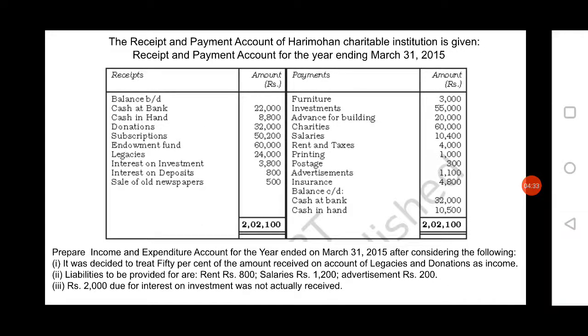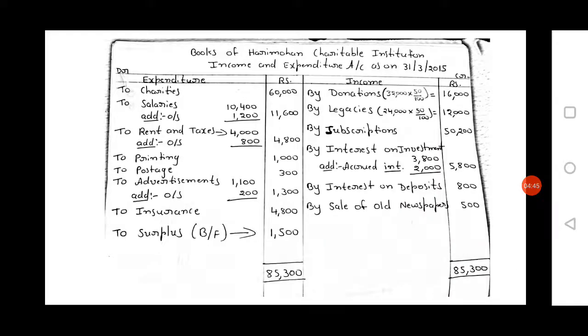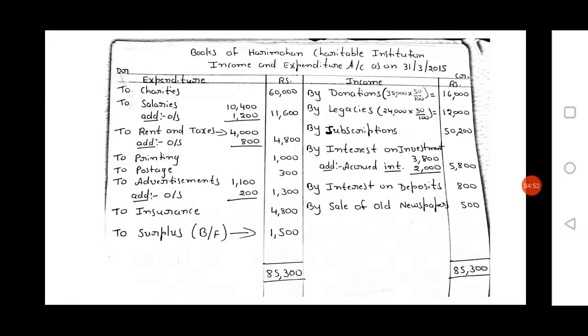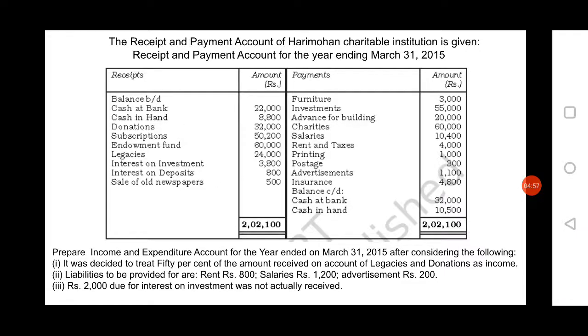The next items in the payment side are closing cash at bank and closing cash in hand, that is 32,000 and 10,500. You should not record this closing balance on the expenditure side. You have to exclude that item. Next, while recording income side items, you have to refer to receipt side items. In the receipt side they have given opening cash at bank and opening cash in hand. You have to exclude that opening balance.